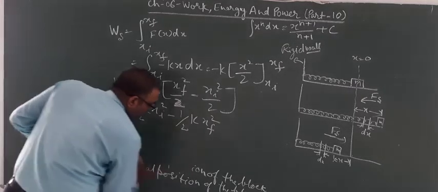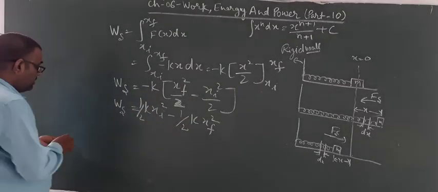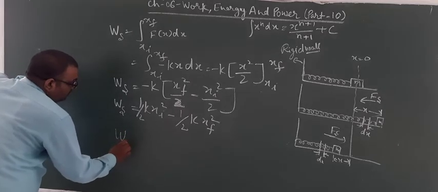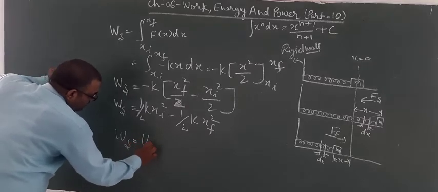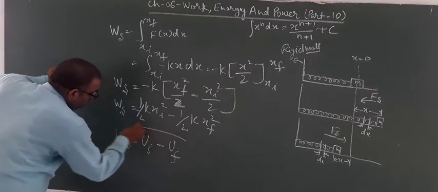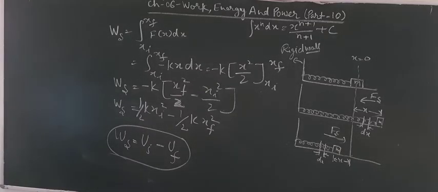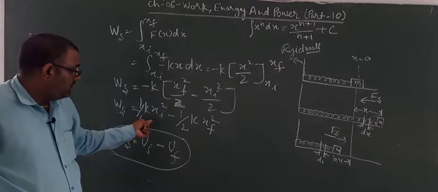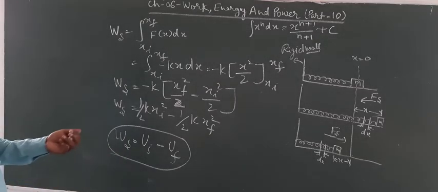You can say that the work done Ws is U initial minus U final, that is the initial potential energy minus the final potential energy. Now the potential energy is half k x square.